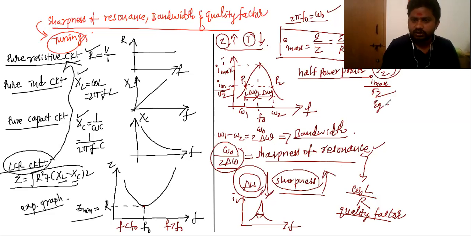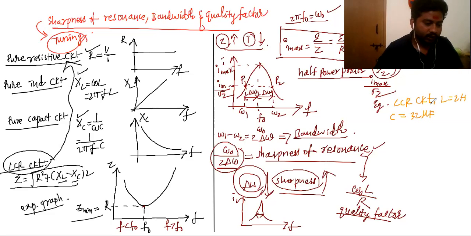Let's see how the questions will be asked, my dear students. The question for you is, there is an LCR circuit where L is equal to 2 Henry, capacitance is 32 microfarad, and resistance is 10 ohm. Now the question is to find the quality factor.